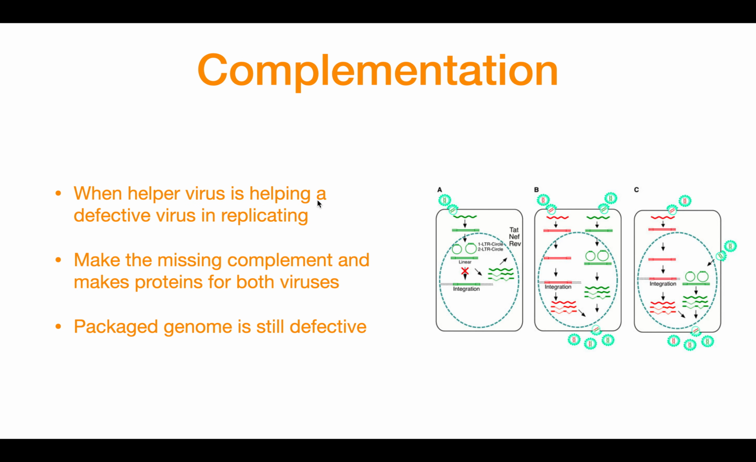Complementation is when a helper virus is going to help a defective virus in replicating, and it does so by making the missing components and making the proteins for both viruses. However, the packaged genome of the original defective virus is still defective.